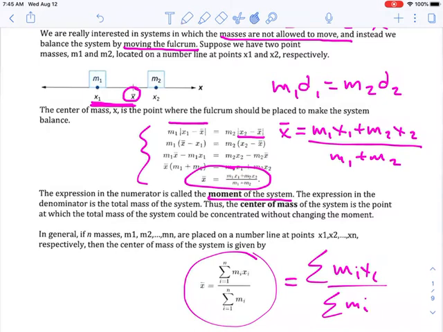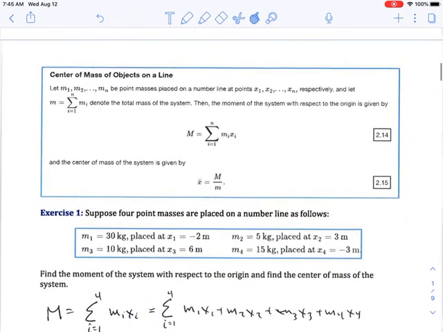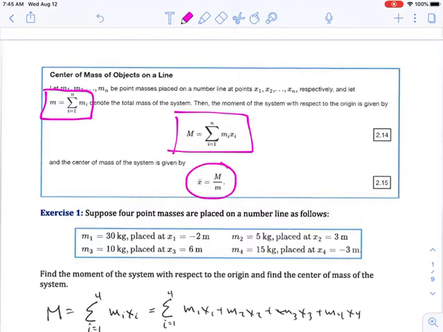All right. And here is our general statement on that in the box. So right here, it tells us the sum of the masses. Here we have the sum of the moments, capital M. And so then the center of mass, x bar, is capital M divided by little m.